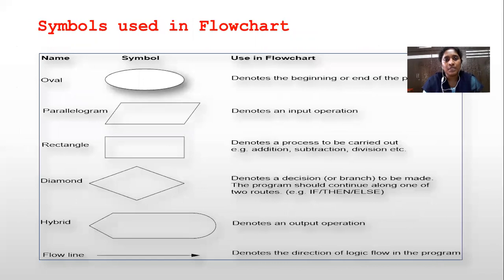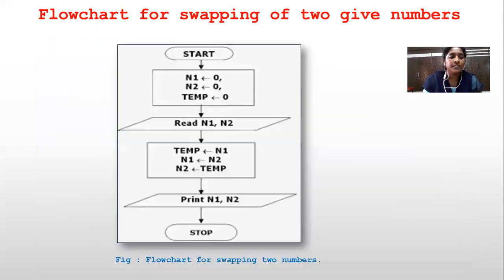Now, these are the symbols. Oval is used to begin or stop the flowchart, parallelogram for both input operations as well as output operations, rectangle for the processing part, and diamond for decision making. Whenever we want to make some decisions, we have to use a diamond shaped symbol, and the flow line, an arrow symbol, to represent the flow of control. A flowchart should be drawn either from top to bottom or from left to right.